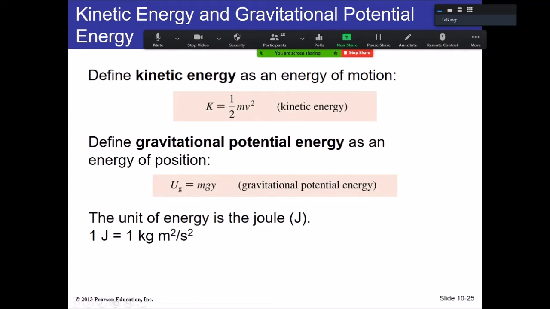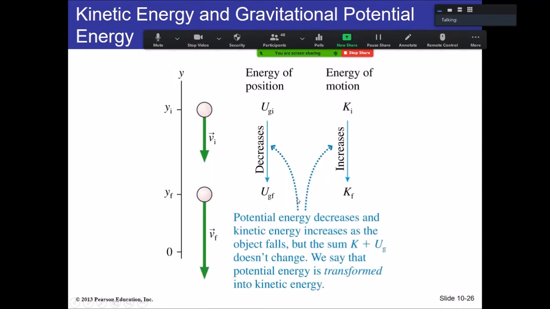The units for that are also kilograms meters squared over seconds squared, so that is also a joule. Okay, now what's happening here is there is a transformation of energy.